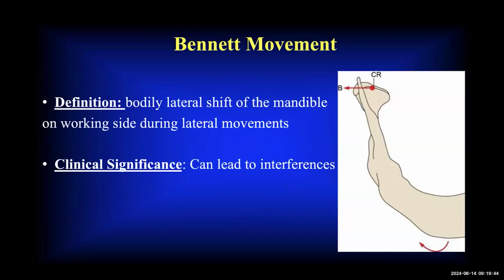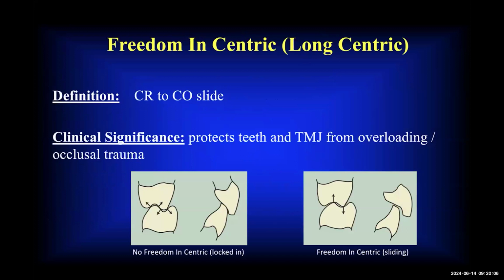And then there is something called the Bennett movement. You might remember this from dental school. This is where you get a bodily shift of the actual mandible or the condyle. Now, why is that significant? Because some people have a large Bennett movement, and that can lead to more interferences, and we'll talk about that at the very end.